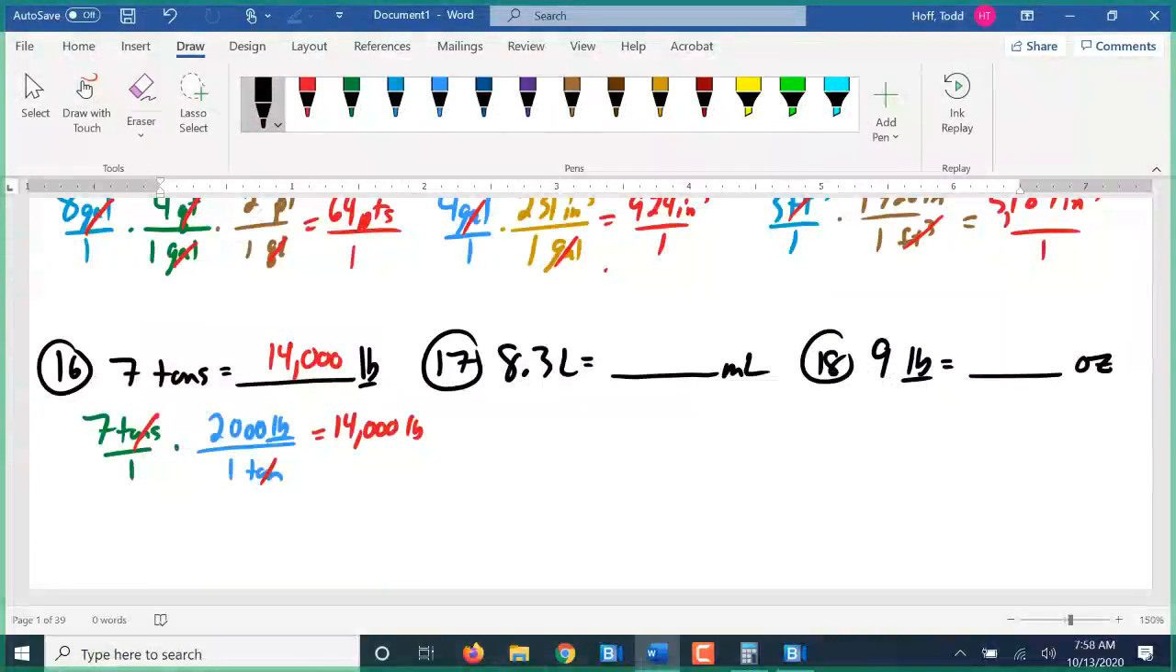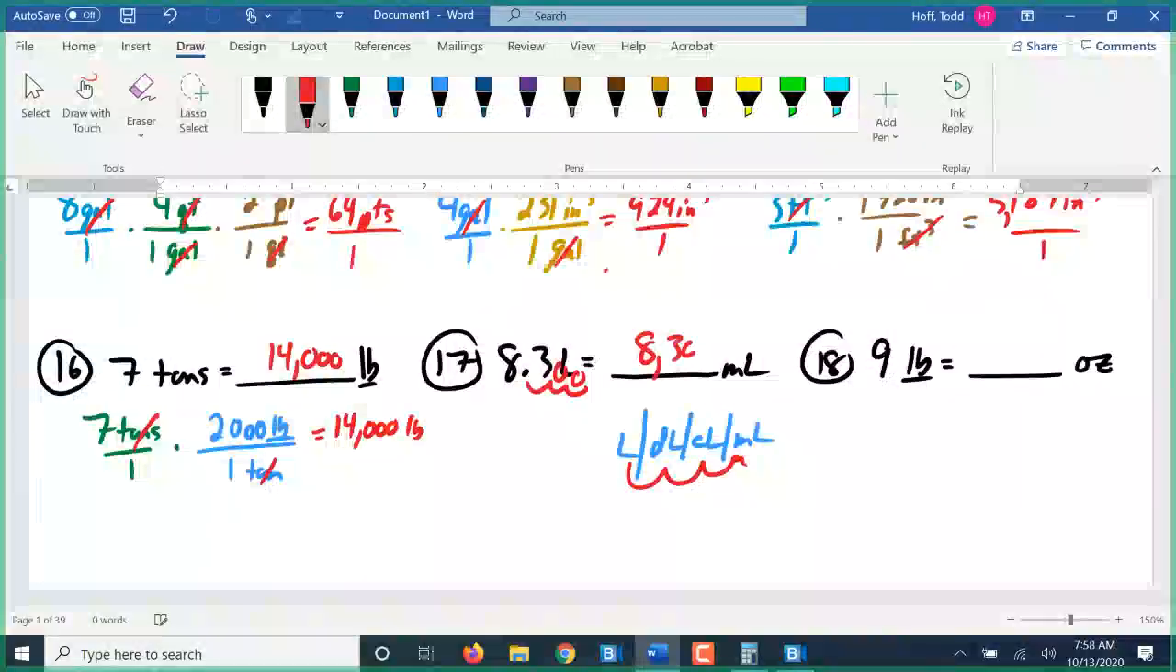8.3 liters going into milliliters. We got liters, deciliters, centiliters, milliliters. From liters to milliliters is 3 spots to the right. So I move my decimal point 3 spots to the right, filling in zeros. That's 8,300 milliliters.